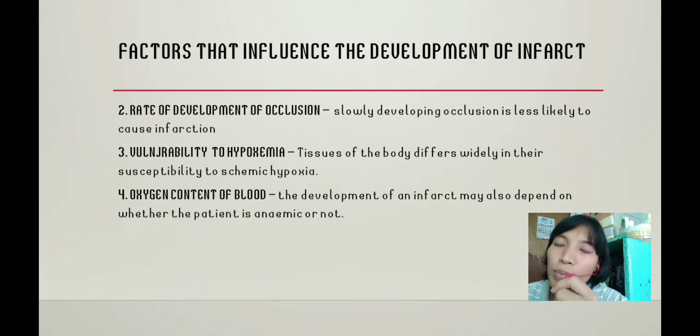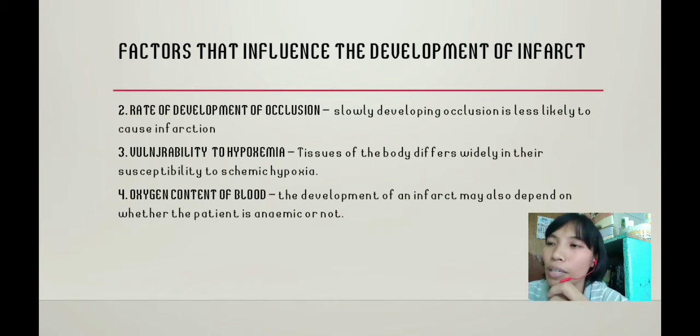Number three is vulnerability to hypoxemia. Tissues of the body differ widely in their susceptibility to ischemic hypoxia. Say for example, the neurons. In neurons, irreversible damage can happen after only 2 to 3 minutes of ischemia, while myocardial cells, on the other hand, are much hardier and will die after 20 to 30 minutes of ischemia.